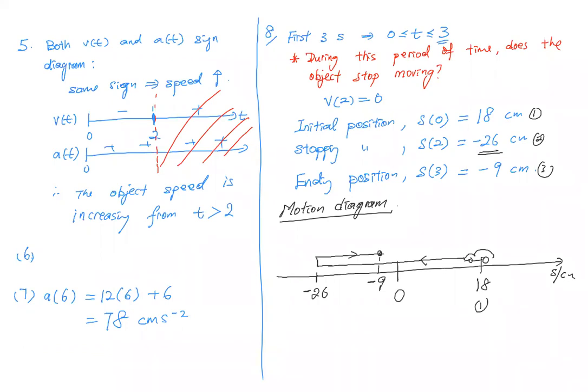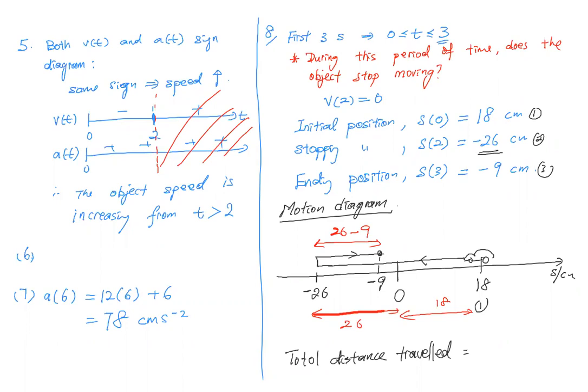So now the total distance traveled from here to here is 18. From here to here is 26. From here to here is 26 minus 9. Am I right? So total distance traveled, just write down the answer. Equal to 26 plus 18 plus 17. Then you got the answer.